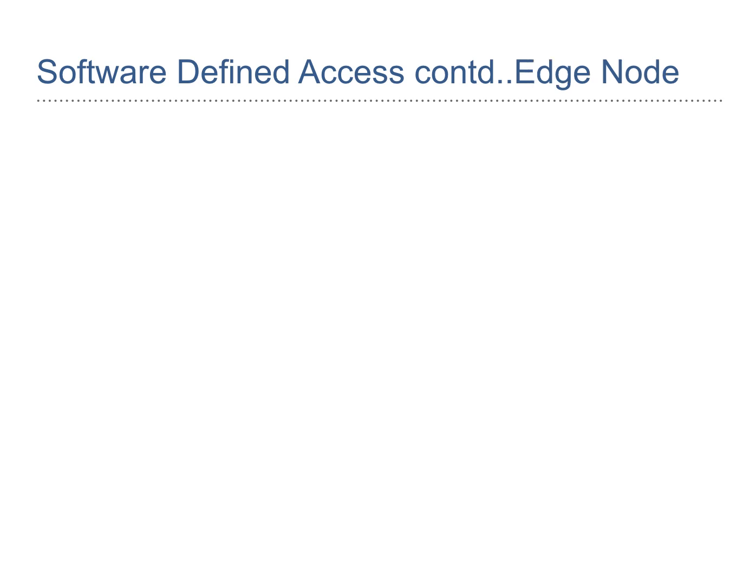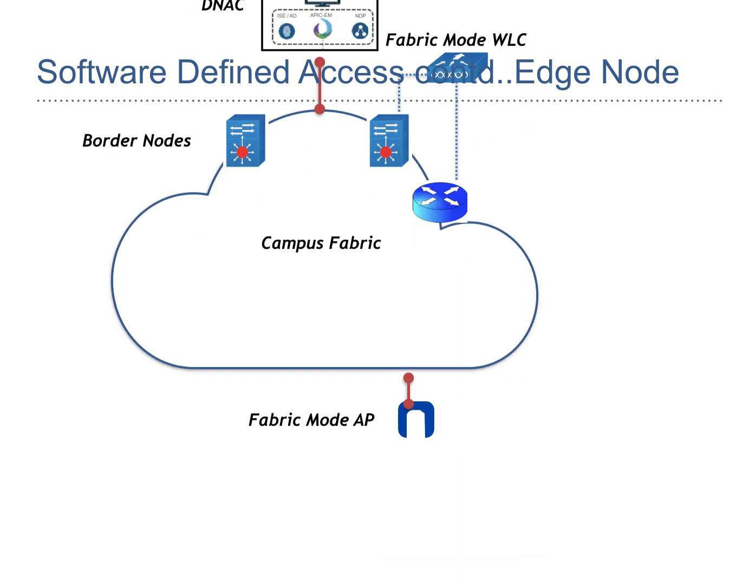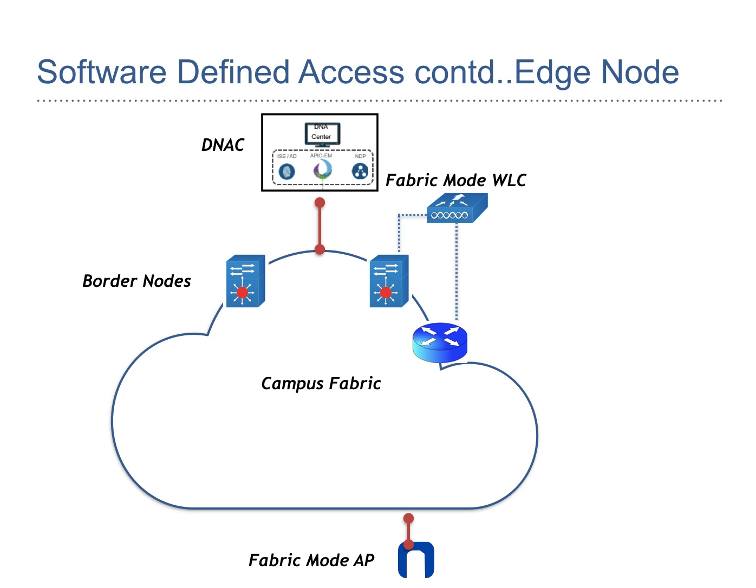Software defined access also consists of edge nodes. What do you mean by edge node? Edge node is nothing but wherever your endpoints are directly connected to your fabric, right? I mean endpoints which are wired. We are speaking about the wired edge nodes here. So any device or anything which is connected to your fabric enabled edge nodes is the entry point into your campus fabric inside your domain, right?